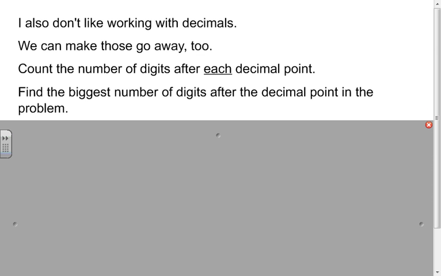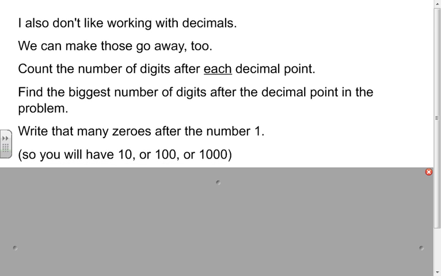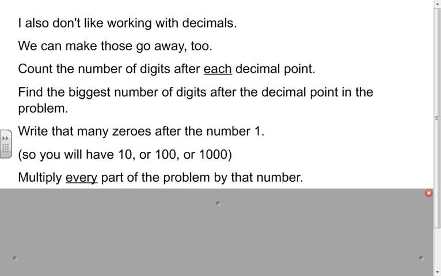Find the biggest number of digits after the decimal point in the problem. Take the number 1, and however many the biggest number of digits after the decimal point was, that's how many zeros you put after the number 1. So you're going to end up with like 10 or 100 or 1,000, something like that. Just like in the last problem, when we multiplied everything by the least common denominator, whatever number you get, 10, 100, 1,000, or whatever, you multiply every part of the problem by that number.